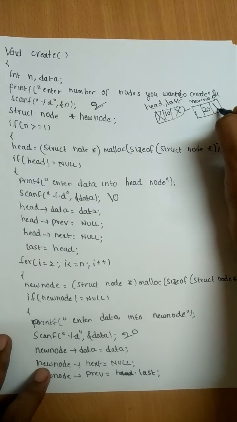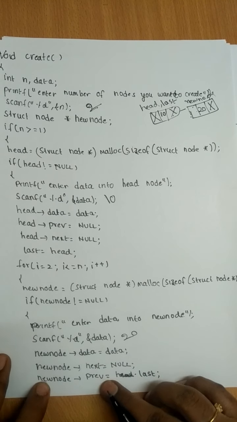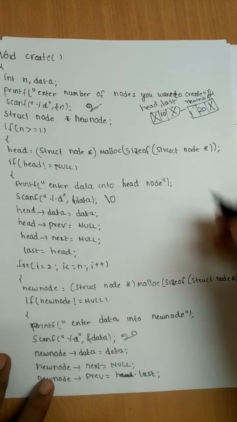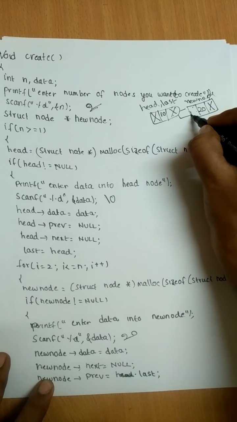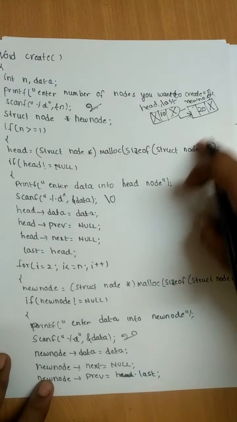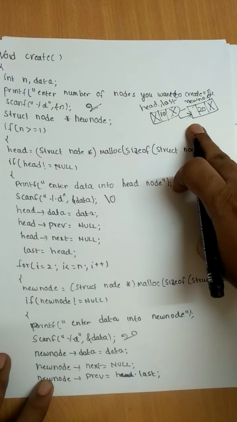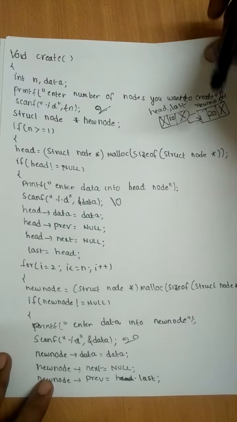What we have to do now? We have to place the new node address in head node next, and in new node previous we have to place the head address, and we have to move the last to here because this is the last node after inserting the head node. For this purpose, see the steps. Now new node of previous equal to last, so place the last node address in the new node previous. So one link happened.